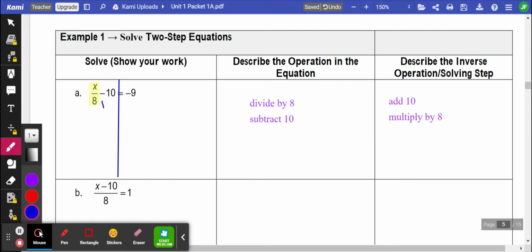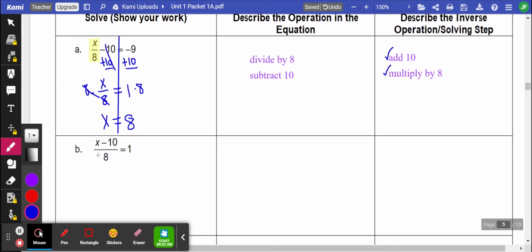Starting with the 10, we're going to add 10 to both sides since it was a -10. We have to do the opposite. The left side will cancel to leave us with x divided by 8, and on the right side, we'll get -9 plus 10, which is 1. Second step, multiply by 8 on both sides to keep that scale balanced. The left side cancels out to leave us with x, and 1 times 8 is 8. Our final answer is 8. If you wanted to check this, you could plug this in and do 8 divided by 8 and then minus 10, and you should get -9 for an answer.